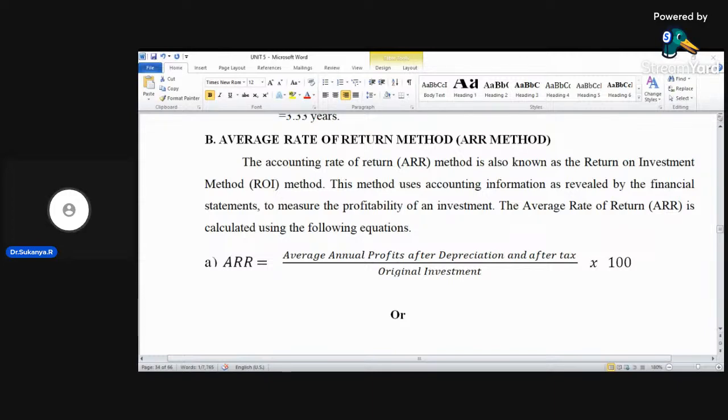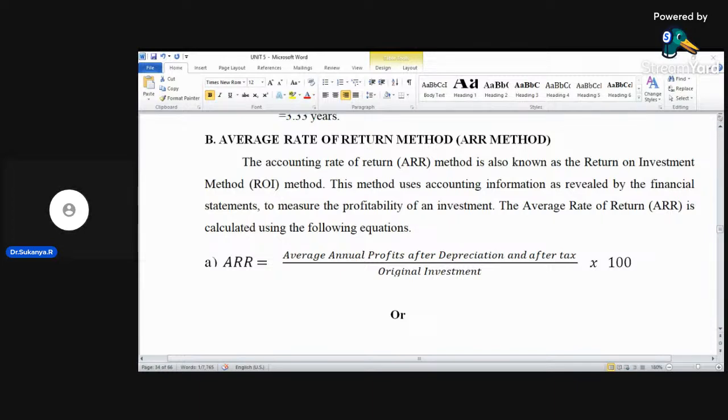Now, when you work out the problems on this ARR method, you will be able to clearly get the information about how exactly you have to go about. And usually, the ARR method will be a method which will be asked for 15 marks or for 10 marks. Okay, so we will just go to the question now. The first question.